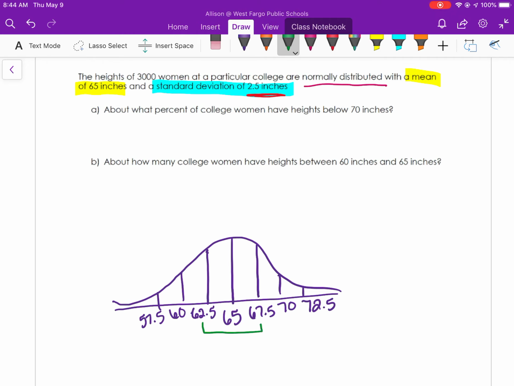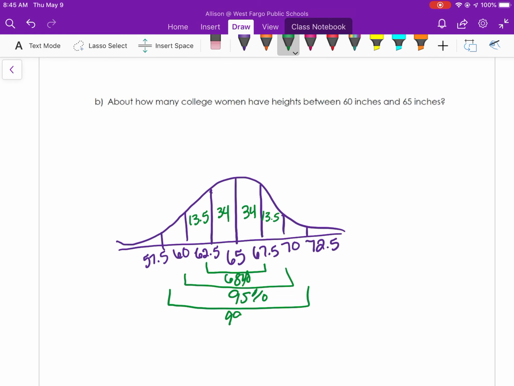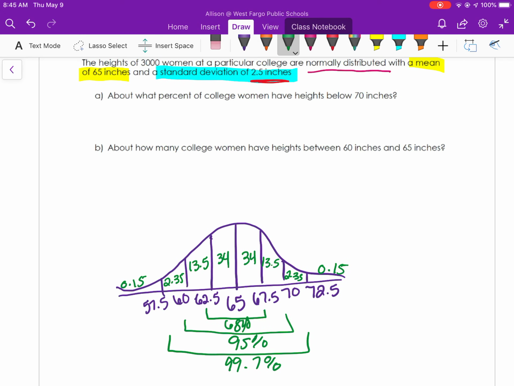And then between one standard deviation is 68% of the data. So I can fill this in as 34%, 34%. 2 standard deviations is 95% of the data. So 13.5 goes here and 13.5 goes here. 99.7% of the data is between 3 standard deviations. So this was 2.35 and 2.35. And then you have the 0.15 left over on each side to add up to the 0.3 to make 100%.